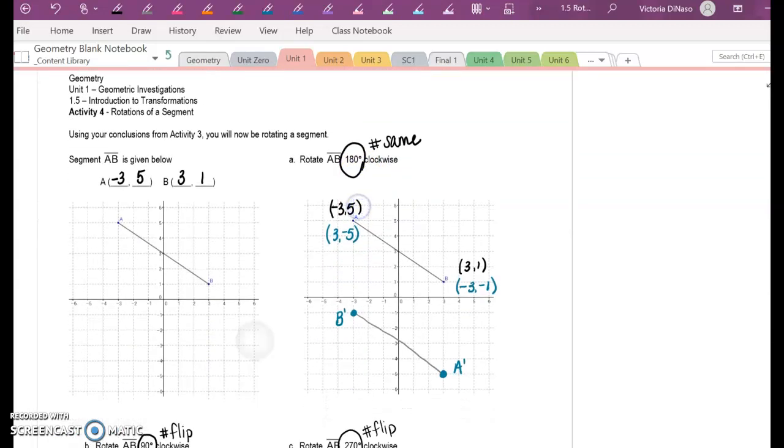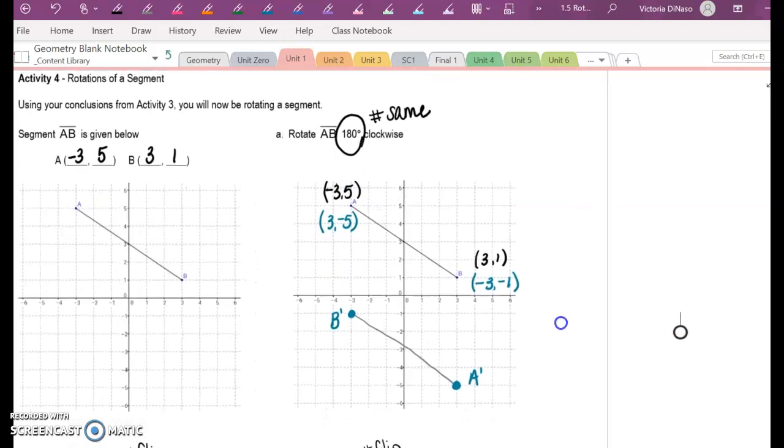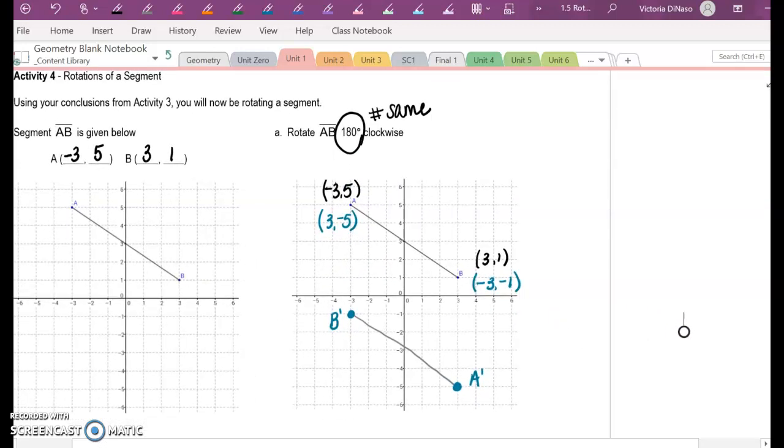To rotate a segment, the same rules apply. So when we rotate this segment 180 degrees clockwise, you're going to take each individual point and do whatever that rule is for that point. So for A, I'm starting at -3, 5. Same order, so we keep the order based on the quadrant that we're in. To go 180 degrees, we're able to plot the points.